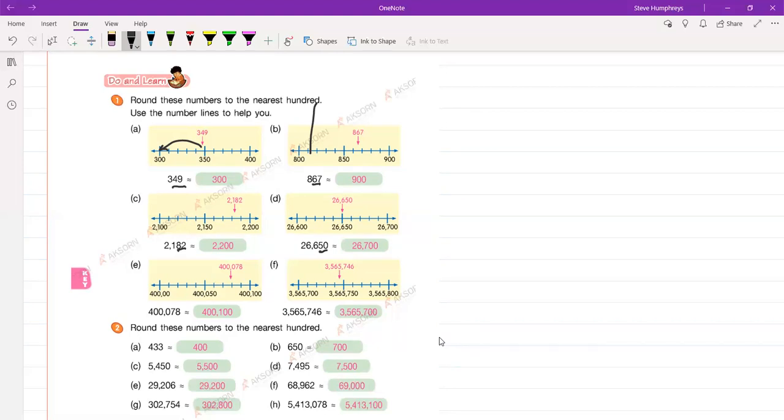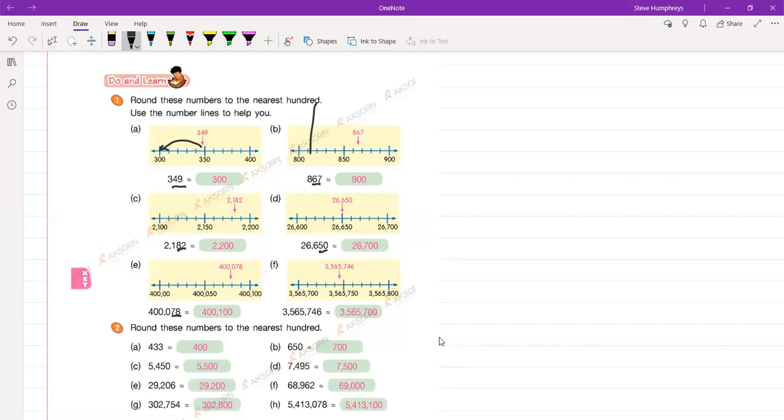E, 400,078. Look at the last two digits, 78. That tells you what to do. Round up or round down.